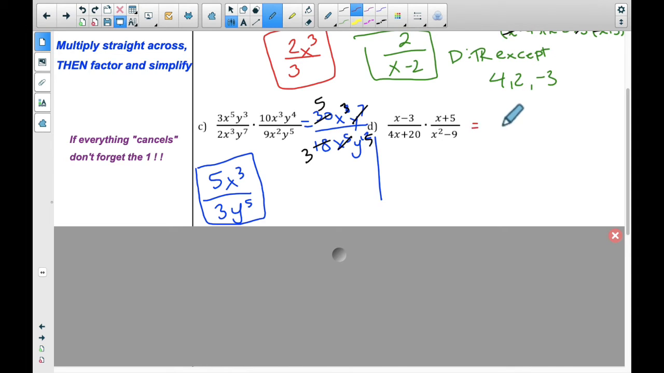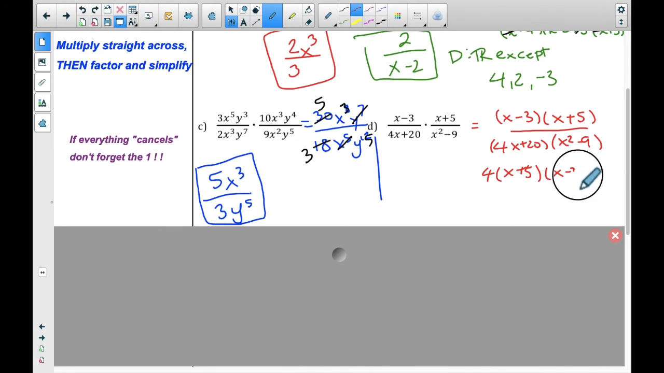Okay, next one. Again, I'm going to multiply them, but just put them next to each other. I'm not going to distribute them. And same thing here. Numerators can't do anything with them anyway. Denominator, 4 comes out, x plus 5. And this is x plus 3, x minus 3.